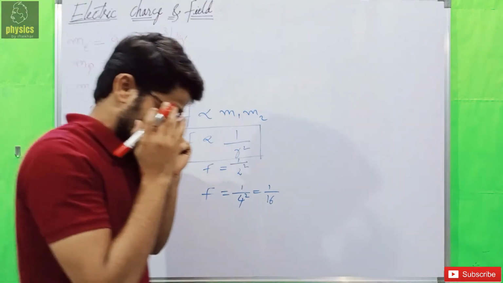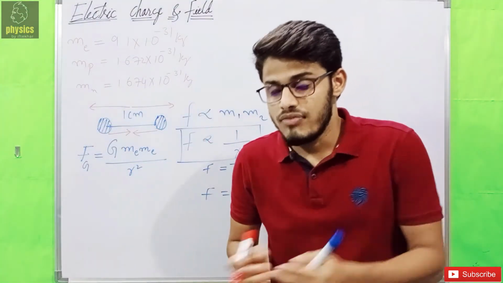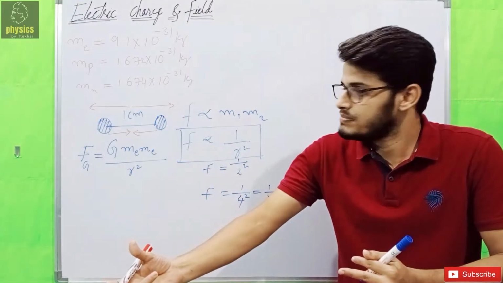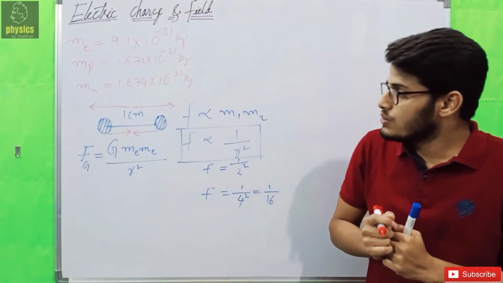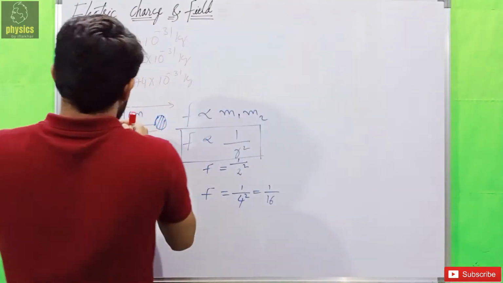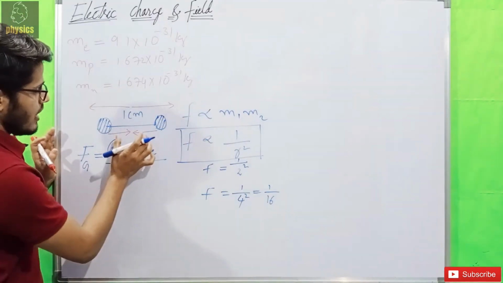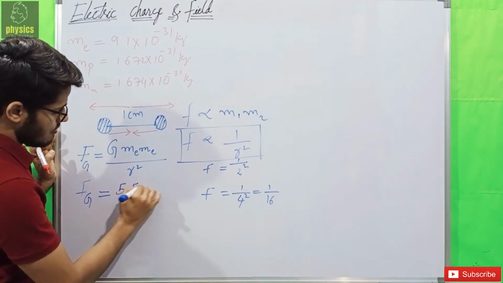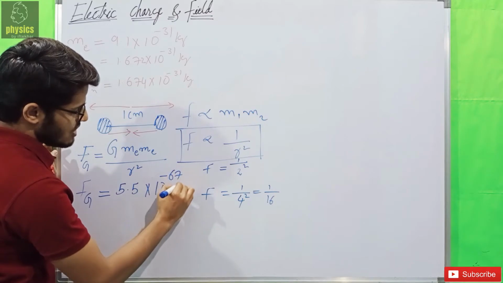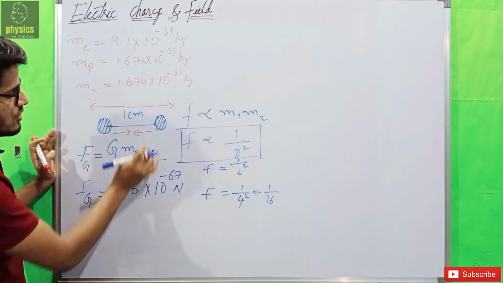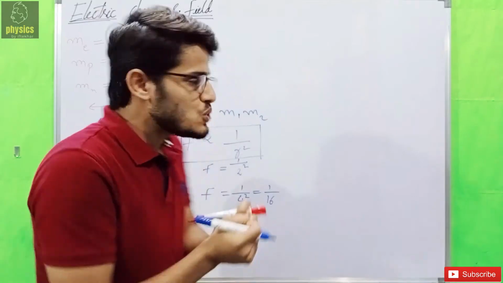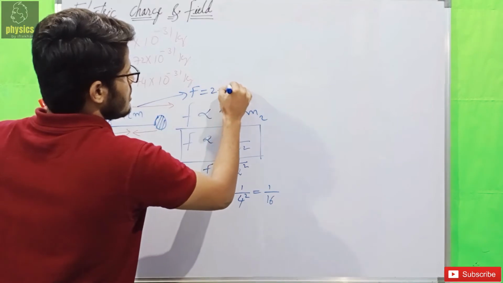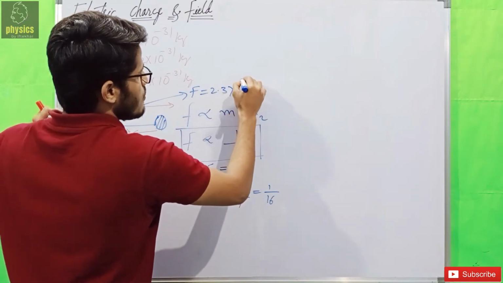Well, something strange is happening. We are expecting something, but that is not what is happening in the experiment. According to this law, the two particles should attract, but they are repelling each other. The force of attraction between these two masses should be 5.5 times 10 to the power minus 67 newtons. Actually, this much should be the force of attraction between them. But these two electrons are getting repelled with a force of 2.3 times 10 to the power 24 newtons.